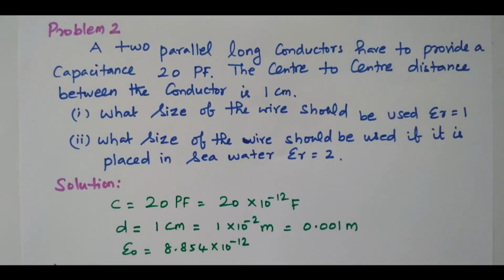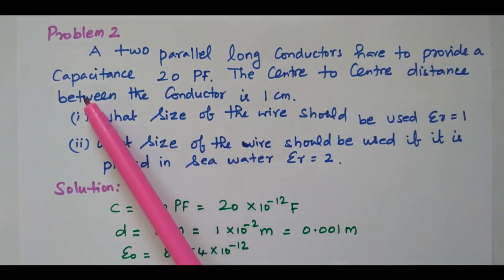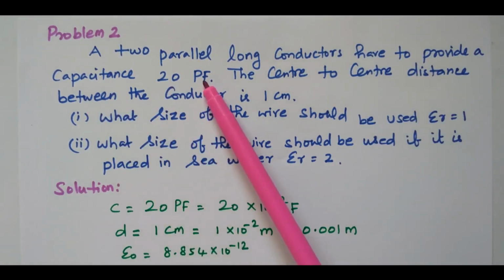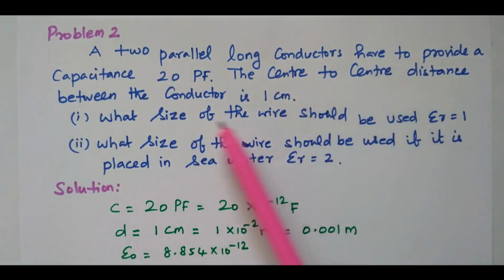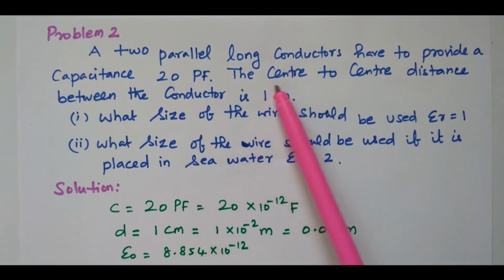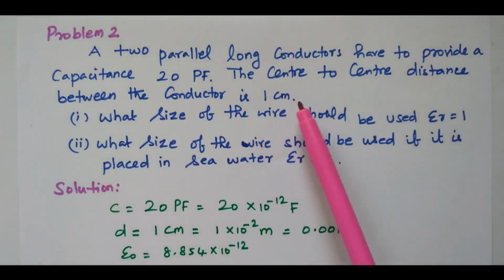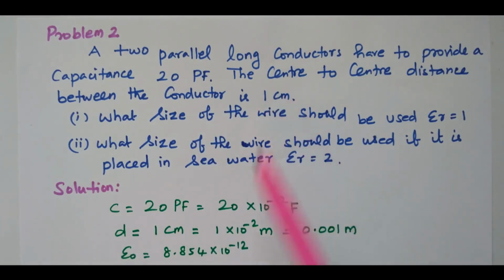Now we'll go to one more problem. Two parallel long conductors have a capacitance of 20 picofarad. The capacitance value is given. This is also a two wire transmission line. The capacitance value is 20 picofarad. The center to center distance between the conductors is 1 centimeter. The center to center distance is also given, 1 centimeter.